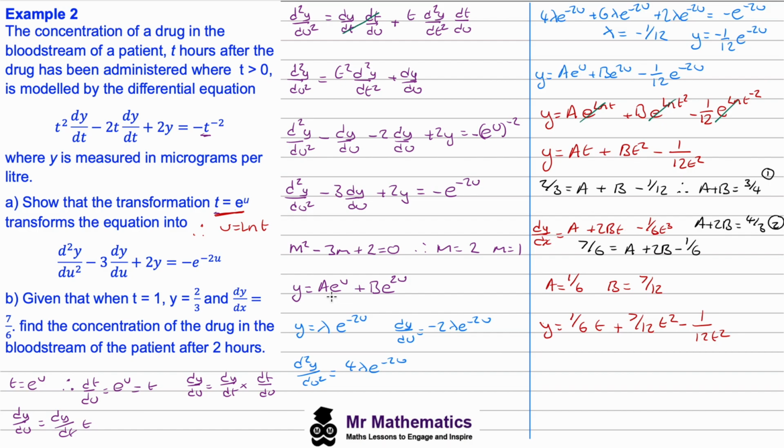And in example B, we've been asked to find the concentration of a drug in the bloodstream of the patient after 2 hours. So this is when t equals 2. So y will equal 1/6 times 2, so 1/3, plus 2 squared is 4, that becomes 7/3, minus 1/12 times 4, 1/48. So y will equal, working this out on a calculator, approximately 2.65 micrograms per litre.